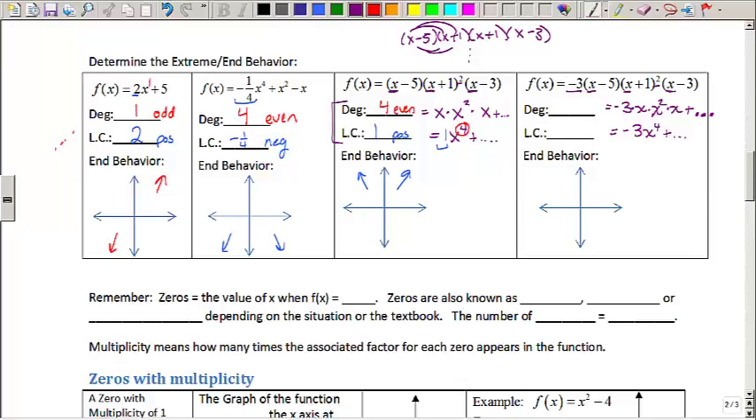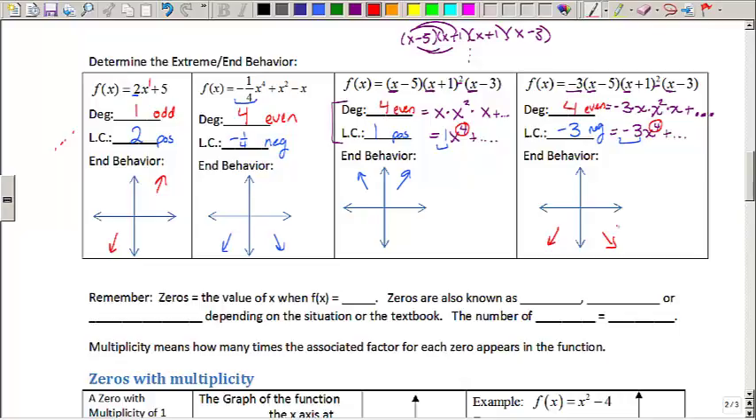This gives me again a degree of 4. Now it gives me a leading coefficient, which is the number in front of the term with the highest degree, which is negative 3. 4 is even, which means they're both going in the same direction. Negative 3 is negative. So an even degree polynomial with a negative leading coefficient. Even tells me they both go in the same direction. The negative tells me that they're both going down.